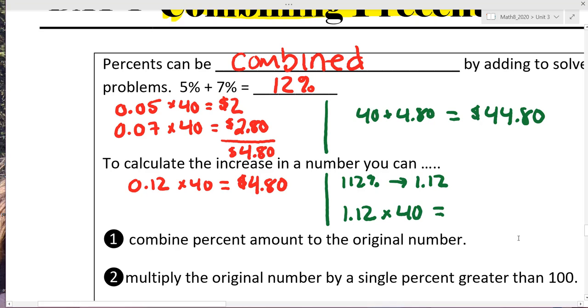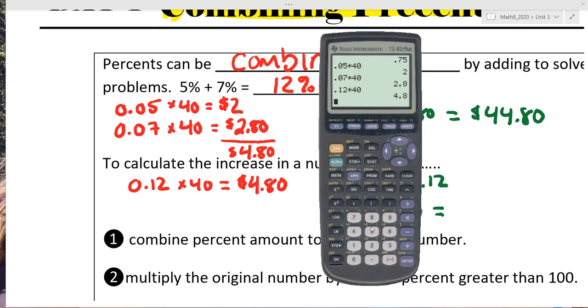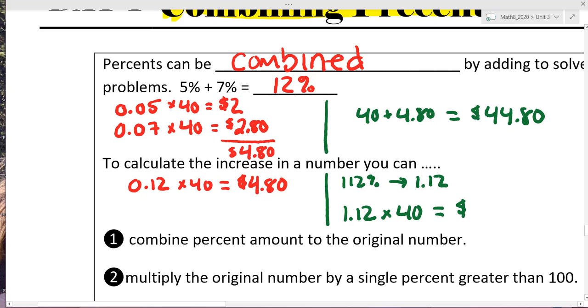1.12 times 40, and we should hopefully be able to do it all in 1 step. So we go 1.12 times 40, and it should hopefully equal the same amount, $44.80. Right? So this is showing you different strategies to do the same thing. Right? And if you're capable of thinking these steps in your head, I would highly encourage you to be able to do this.